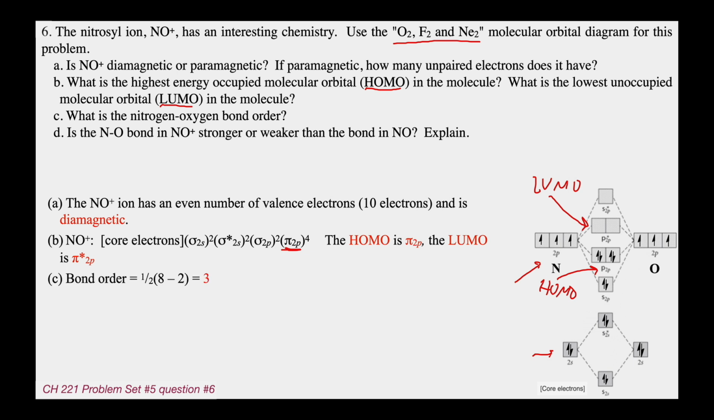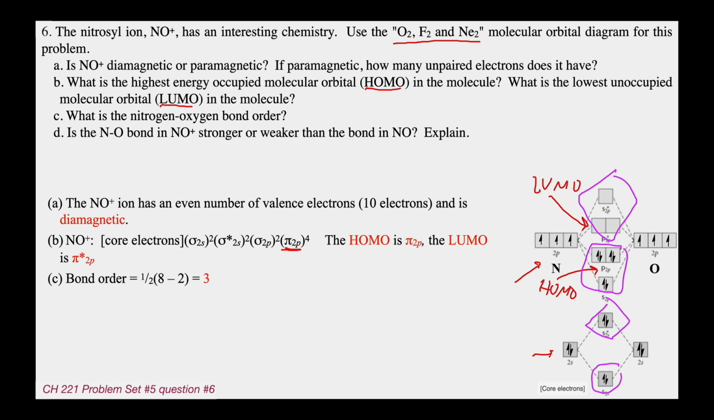Bond order is 1/2 bonding minus anti-bonding. If you include all the bonding electrons in the diagram on the right, you would take 1/2 parentheses 2, 4, 6. And again, this is bonding down here. These are bonding right here. So 2, 4, 6, 8 bonding electrons. And then I'll try and make a triangle, I guess. The anti-bondings would be these guys right here.